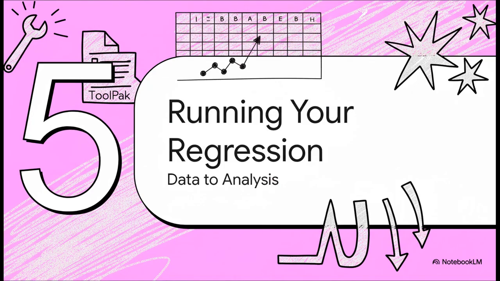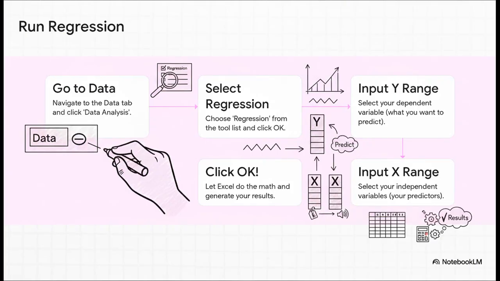So now that we've enabled the tool pack, you're going to see a brand new button on your data tab. We are ready to roll, and you're not going to believe how fast this next part is. Head on over to the Data tab in Excel, and way over on the right, you should now see a button that says Data Analysis. Give that a click. A list pops up. Just scroll down to find Regression, select it, and click OK.